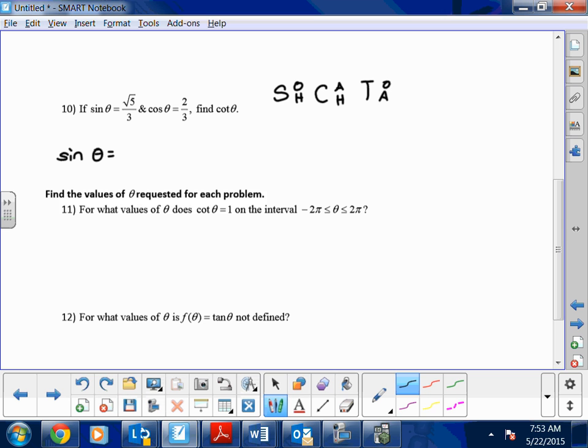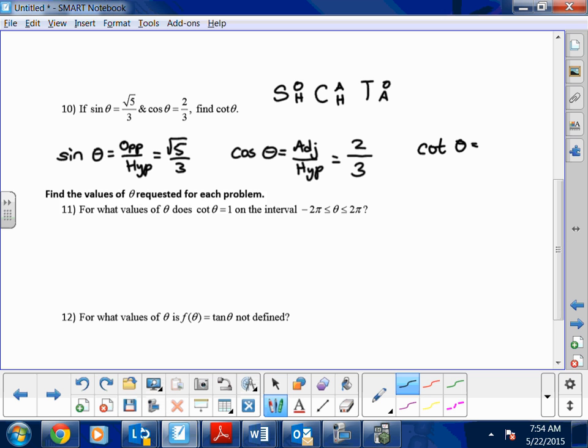Sine theta is opposite over hypotenuse, which means that square root of 5 is the opposite, hypotenuse is 3. Cosine theta is adjacent over hypotenuse, and that just means that we have 2 over 3. So we know that the opposite is square root of 5, adjacent is 2, hypotenuse is 3 because it matches up on both.